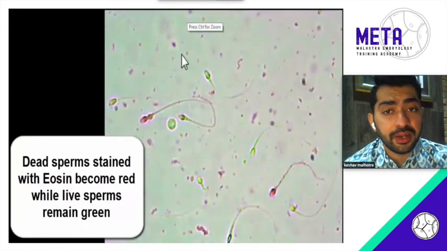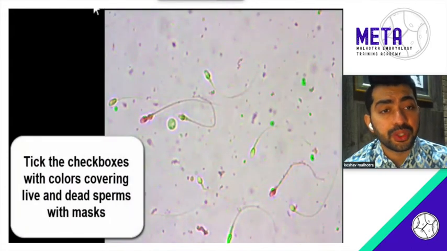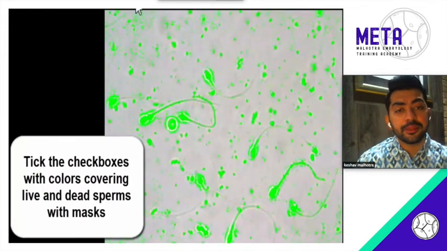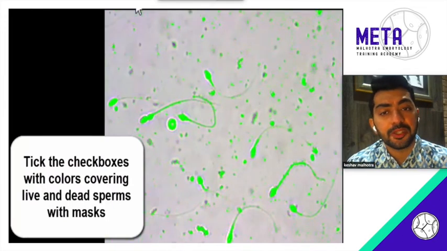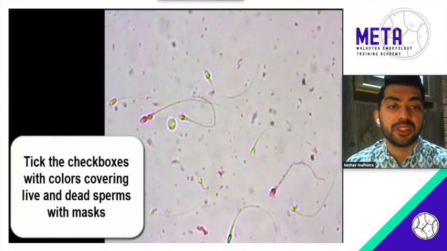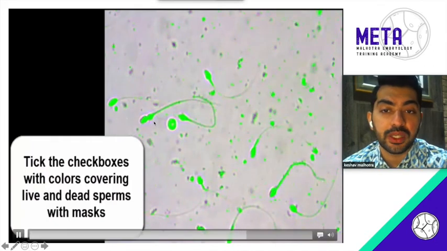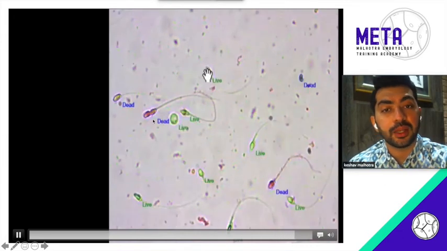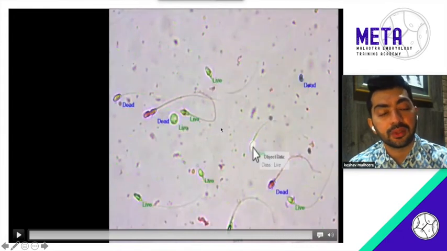Like I mentioned, a vitality assay is a staining procedure. We're using eosin-nigrosin based stains, and the sperm which takes up the stain, or the sperm which actually appears pink in color, is the one which is dead. So like the ones which you see right here. So this one is dead, and the sperm which does not take up the stain, which appears white in color, that's going to be alive.